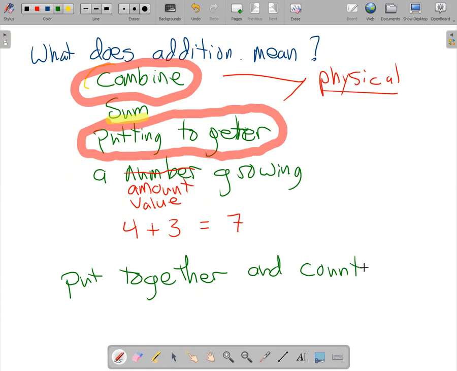Because if we don't count it, then all we've done is put stuff together. We don't have a sum. And the sum is the result of an addition problem. So just some terminology here. The 4 and the 3 are called addends. So 4 is an addend, 3 is also an addend. And 7 is the sum. The result of combining and counting.